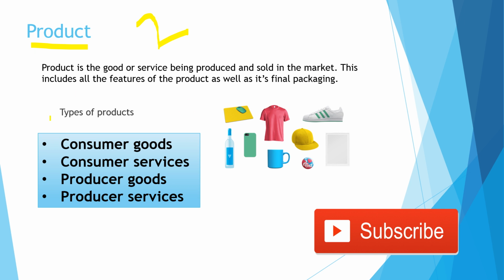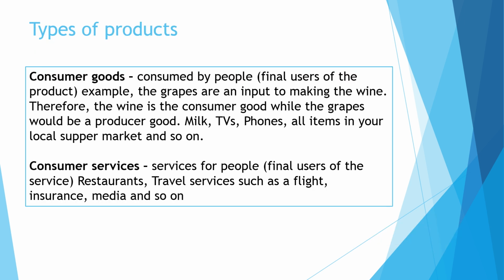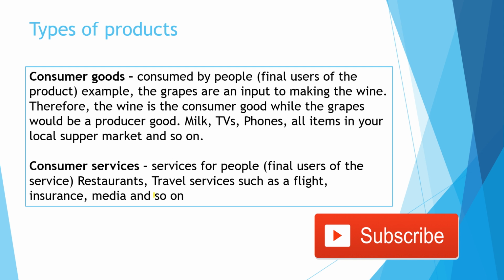So there are a number of types of products: consumer goods, consumer services, producer goods, and producer services. So let's understand the first two types.